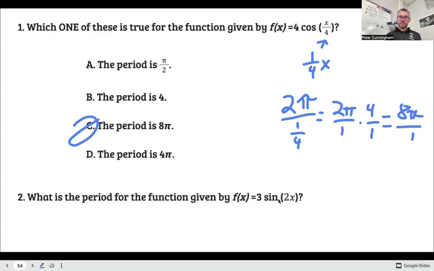The period for the function 3 sine 2x, again, you got this 2 hanging out. We're going to take our regular period, 2 pi, and divide it by 2. 2 divided by 2, you just got the pi left. It's your period. That means your whole wave would take 1 pi to complete a rotation.